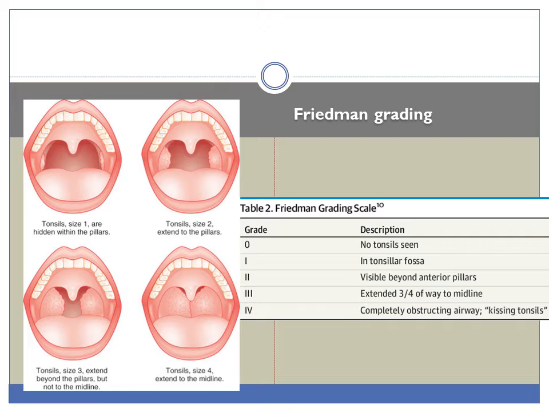Friedman grading is another grading system. This shows that grade 0, there is no tonsil seen on examination. Grade 1, the tonsil will be limited to the fossa. Grade 2, the tonsils are visible beyond the anterior pillars. Grade 3, the tonsils are extended 3/4 of the way to midline, and in grade 4 they will be touching each other.